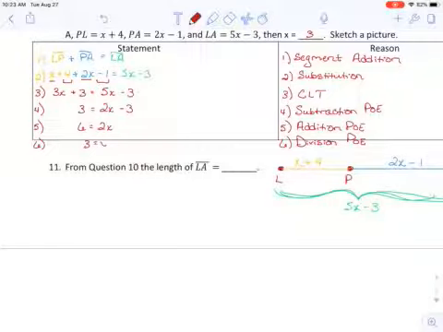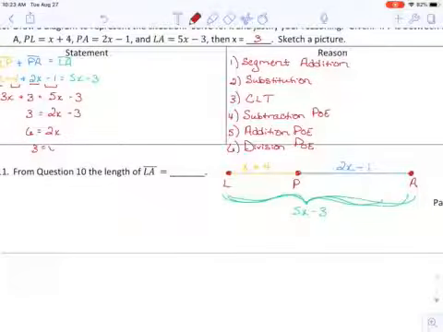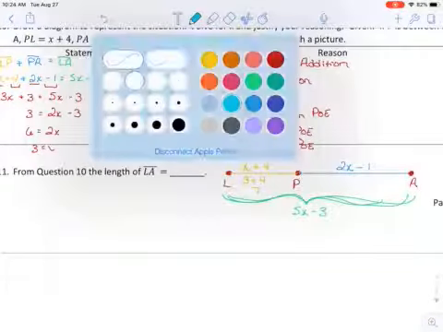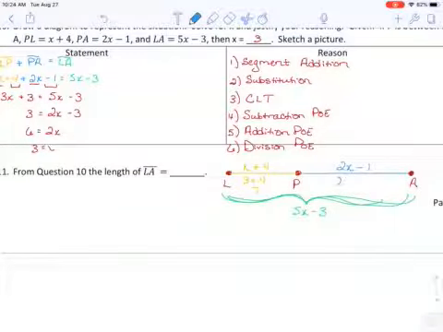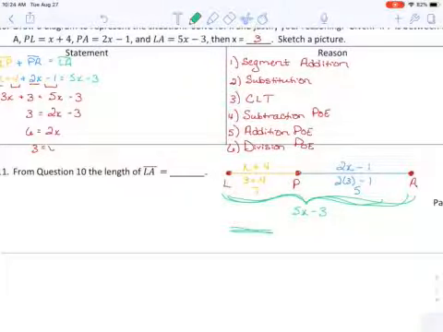If you need to pause to catch up, go ahead and do that, but we're almost done. Last thing I wanted was the length of LA. There's multiple ways you could do this. So you could do that this is 3 plus 4, so LP is 7. You could figure out that this side is 2 times 3 minus 1, 6 minus 1, this is 5. And then you could say, oh, if this part's 7 and this part's 5, when I do segment addition, it's going to be 12.